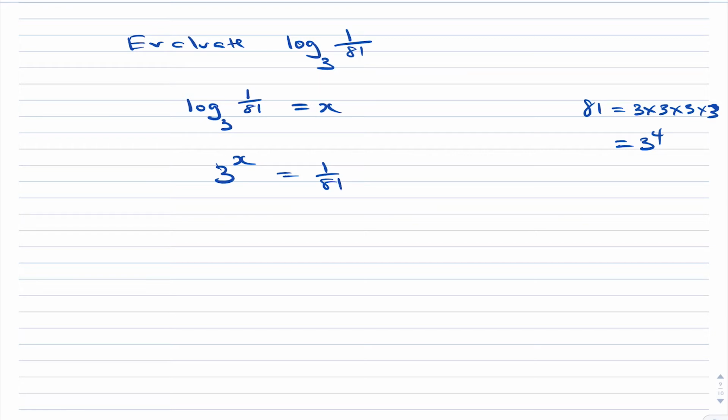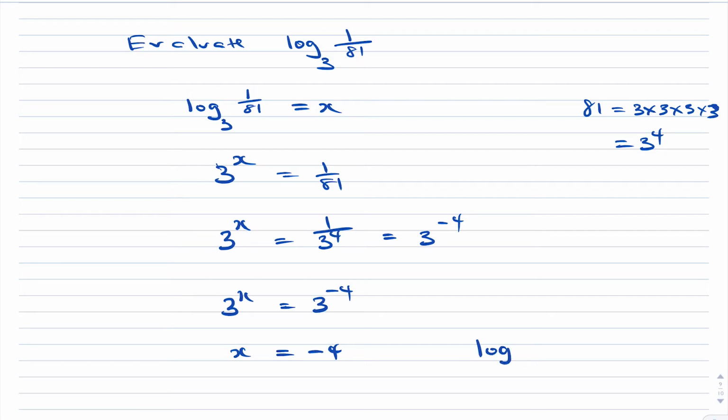So we can write 3 to the power of x equals 1 over 3 to the power of 4, and that becomes 3 to the power of minus 4. Therefore, 3 to the power of x equals 3 to the power of minus 4, which implies x equals minus 4. And so log of base 3, 1 over 81 is equal to minus 4.